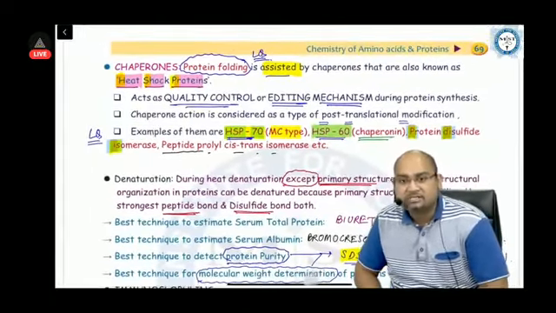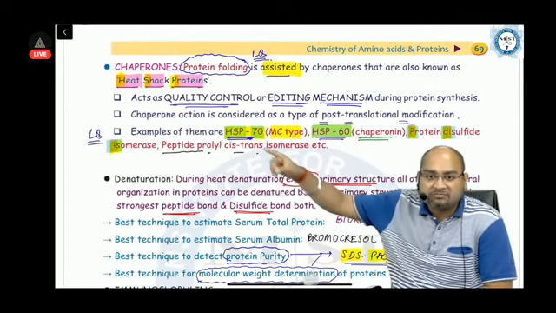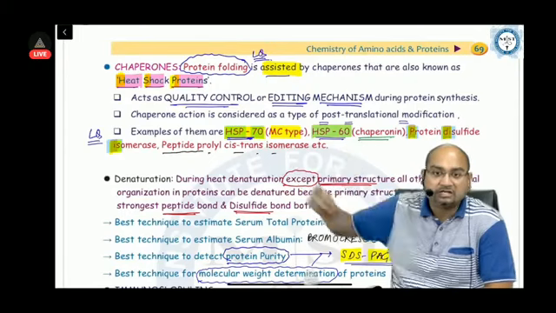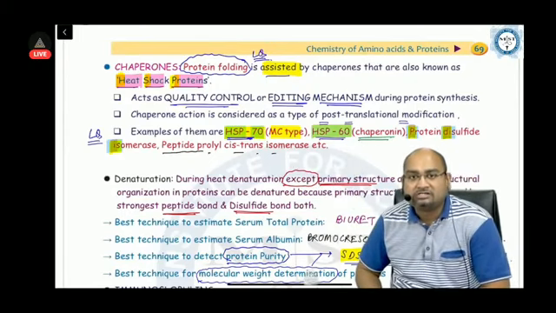Chaperones assist in the protein folding process. Their examples are HSP70, HSP60 and PDI, protein disulfide isomerase.